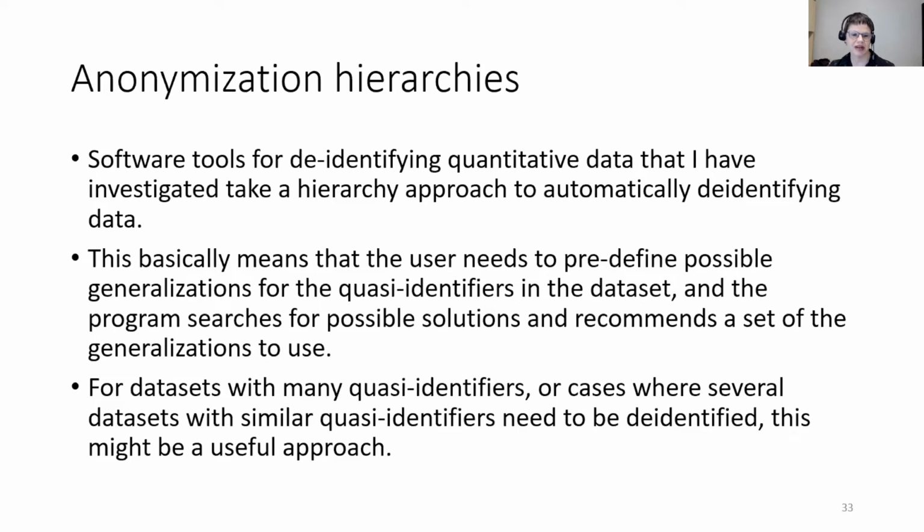For datasets with many quasi-identifiers, or cases where several datasets with similar quasi-identifiers need to be de-identified, this is something that might be a useful approach. Even if it's not something you're going to be doing formally, it provides you with a useful way of thinking about how to anonymize a data set and how to play off different characteristics against each other.